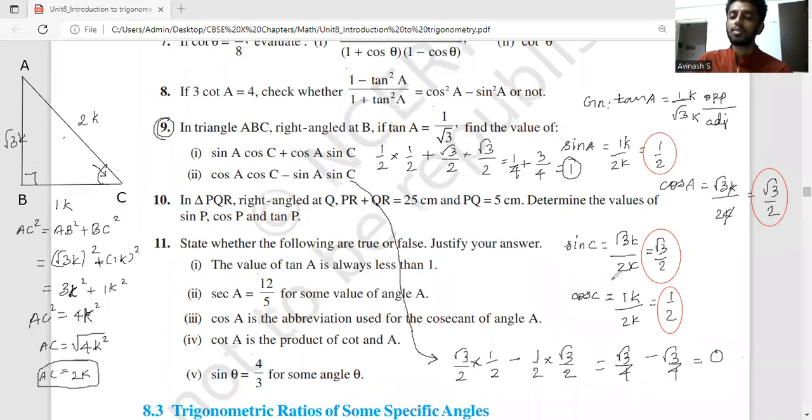So this is the answer for second subdivision. For first subdivision, the answer is 1, and for the second subdivision, the answer is 0. So with this step, we finish question number 9.